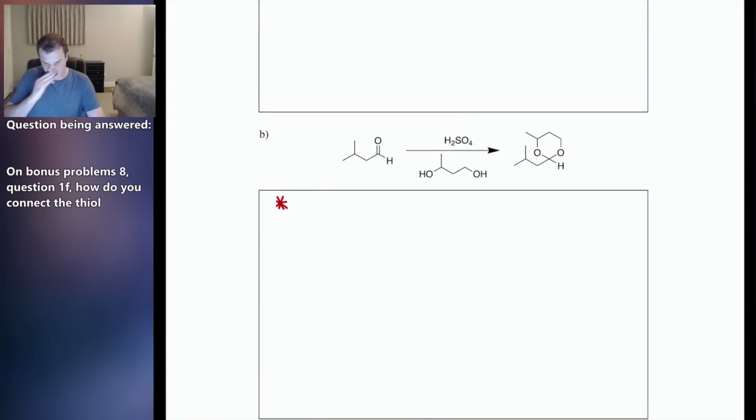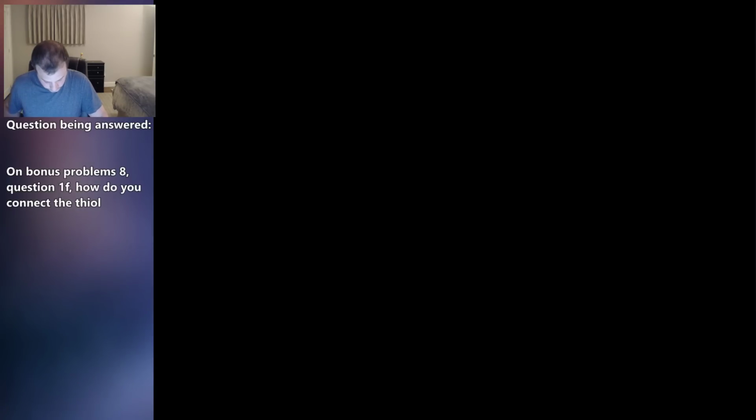Bonus problems 8, question 1F. How do you connect the thiol? Bonus problems 8. Which one is that? Hold on a sec. Bonus problem 6. It's the one with the aldehyde.